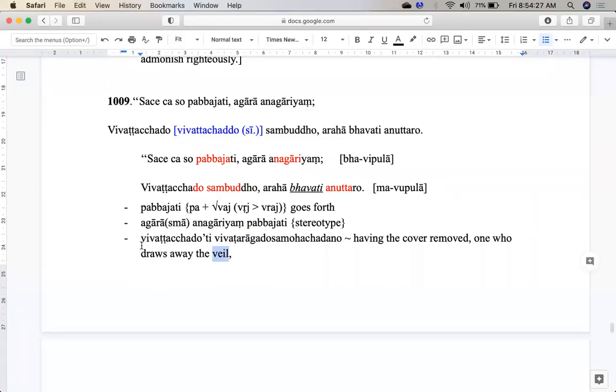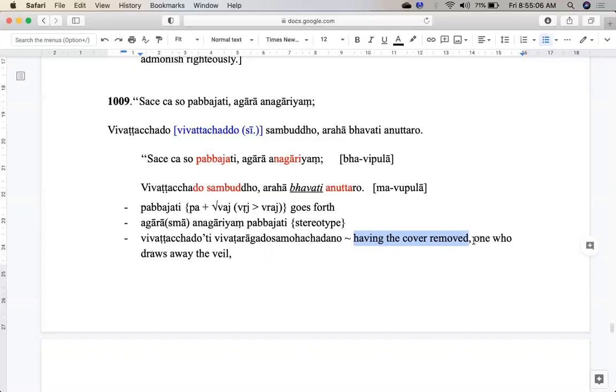But here, vivattacchada in the other reading is without the dot, chada without the dot. But in this case it is with the dot, the veil of raga, dosa, moha, chada. So the one in the PTS dictionary: having the cover removed, or one who draws away the veil. One who draws away the veil.